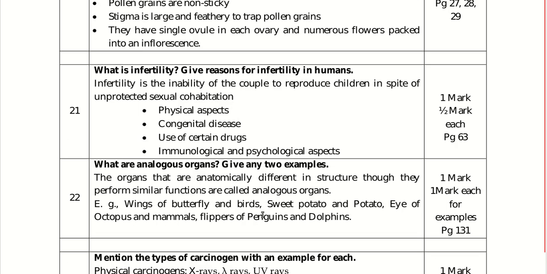What are analogous organs? Give any 2 examples. The organs that are anatomically different in structure, though they perform similar functions, are called analogous organs. Examples: wings of butterfly and birds, sweet potato and potato, eye of octopus and mammals, flippers of penguins and dolphins. So these are all examples for analogous organs.